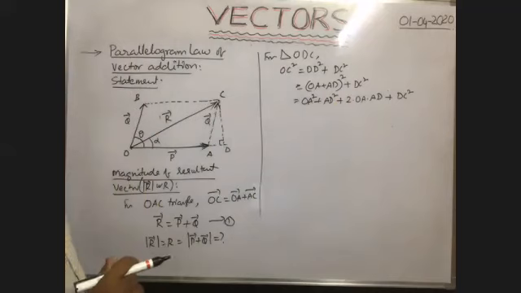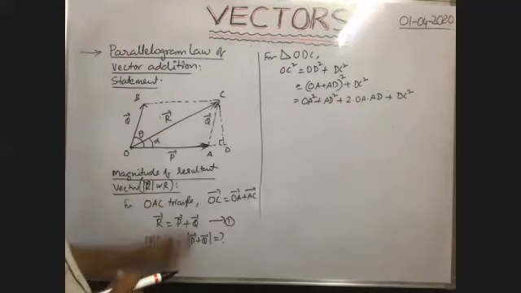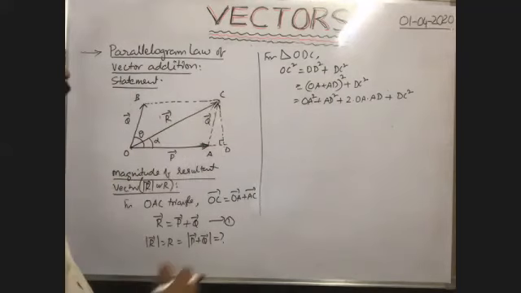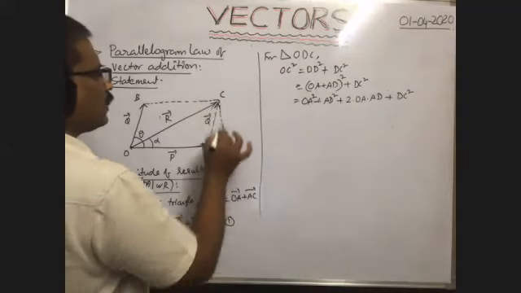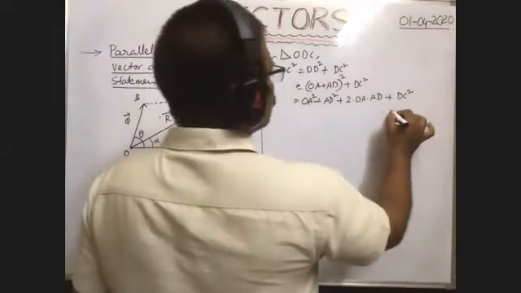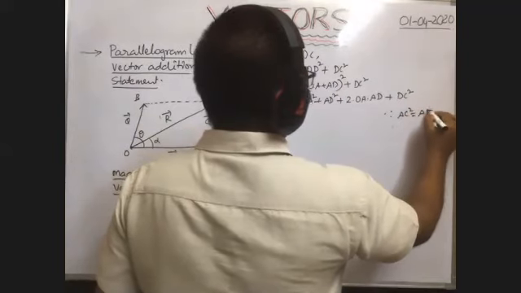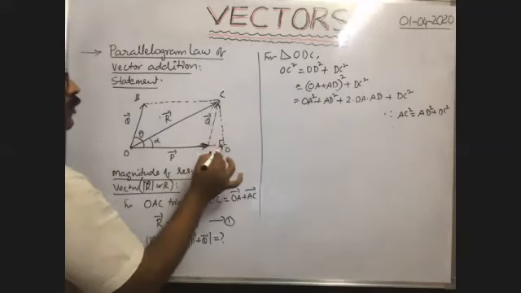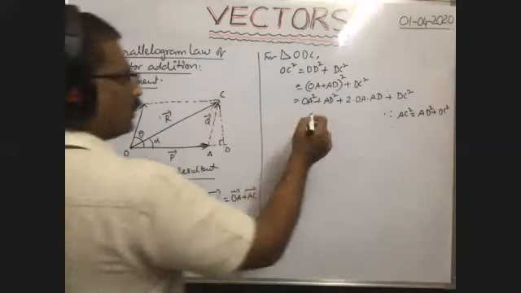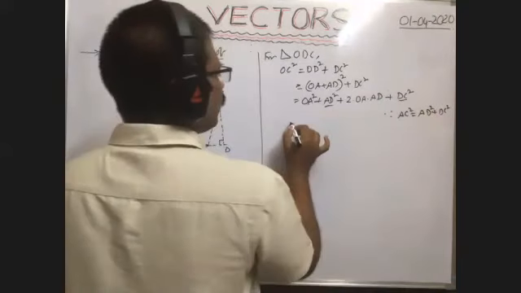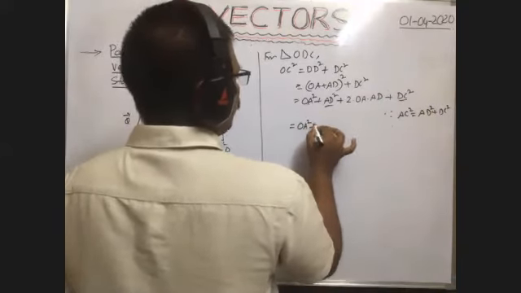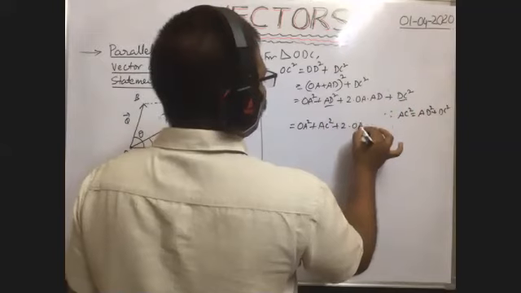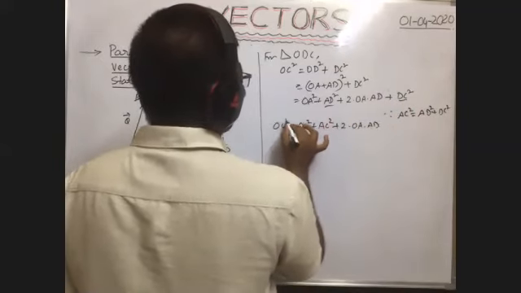But from the diagram, AD square plus DC square is equal to AC square, no? It is a right angle triangle, since AC square is equal to AD square plus DC square. You see this in the diagram. That's why instead of AD square plus DC square, we can write AC square. Therefore, OC square is equal to OA square plus AC square plus 2 into OA into AD.